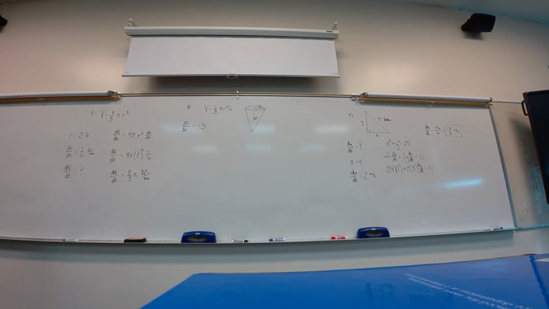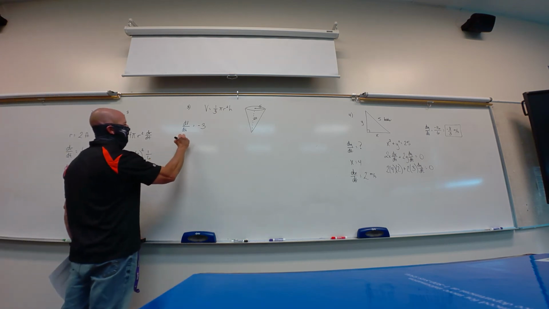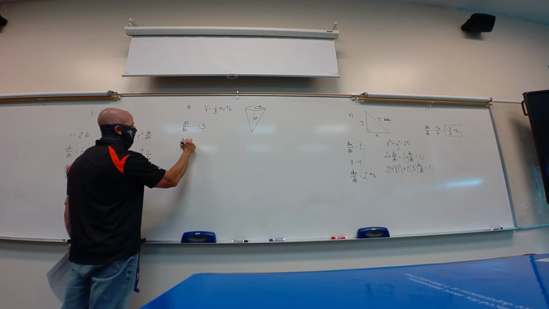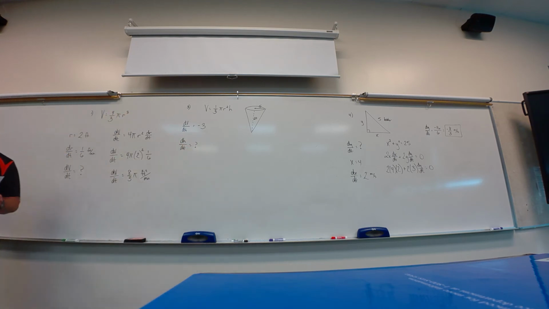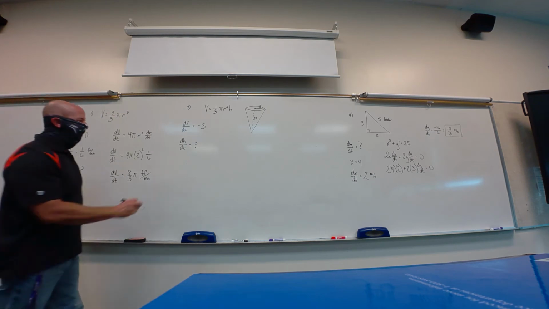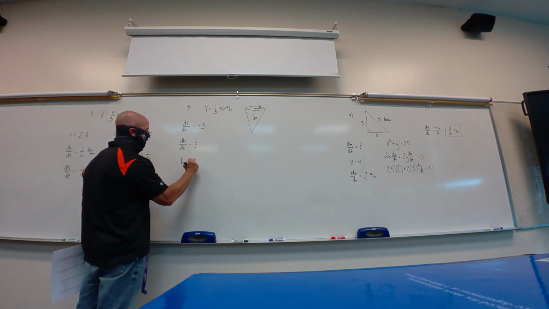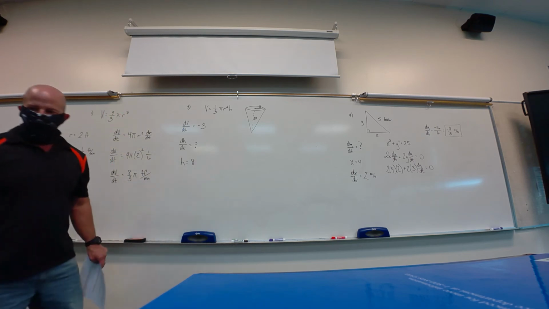How fast is the water level falling? That's still a rate, so would that be the dr or the dH? dH. Water level falling, so that's dH/dt. There's my question mark. When the water's 8 feet deep, and that's h, 8 feet deep. All right.